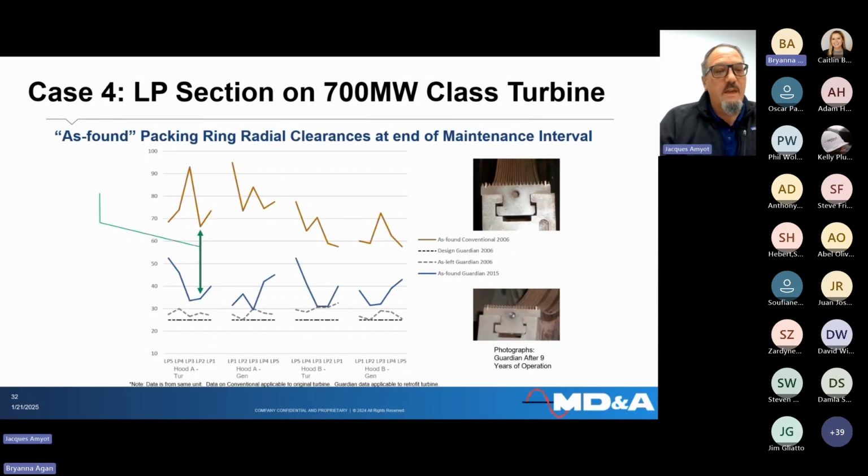This is a similar chart for an LP. In this case, it's actually the same turbine. Again, you have the black dotted line at the bottom, which is the design clearance. The gray dotted line is the as-installed clearance. That turbine operated for a period of time and has radial clearances represented by the blue line. The brown line in this case was the clearances they had prior to the outage when the Guardian design was installed. You can see there's a significant improvement between the clearances from the previous outage, which was in 2006, and what they found in 2015 after operating for almost 10 years with Guardian seals.